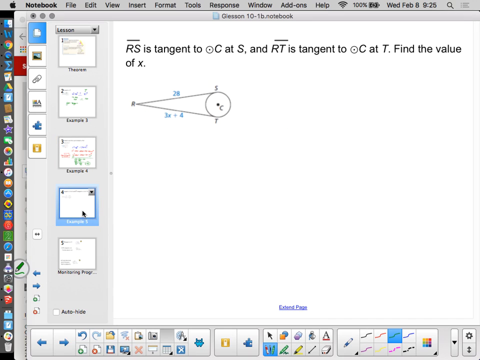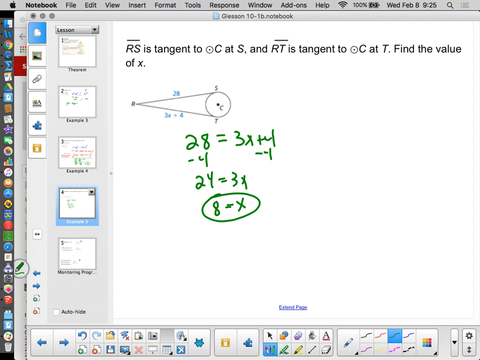Back to an easier problem. Here I have RS and RT are tangents. R is outside the circle, and we need to find the value of x. Well, clearly, the relationship here is these two are congruent, so 28 equals 3x plus 4. That's our equation. I get 24 equals 3x, so x equals 8. Now, is that my solution? It says find the value of x, so yes, it is. We're done. Much easier.